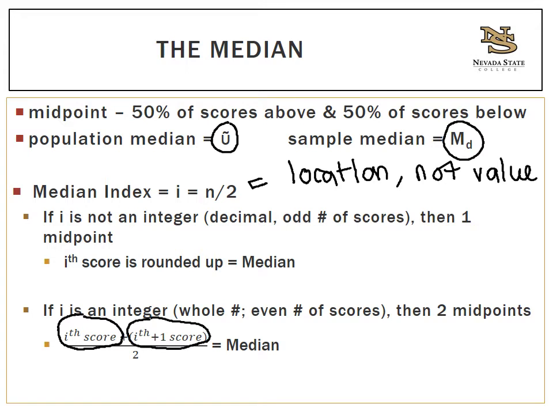So you'd have the 7th plus the 8th score, not 7 plus 8, but the score that's the 7th from the bottom and the 8th from the bottom or from the top. It doesn't matter where you count, but the score located at the 7th and 8th position in numeric order, added together and divided by 2, and that gives you your median.